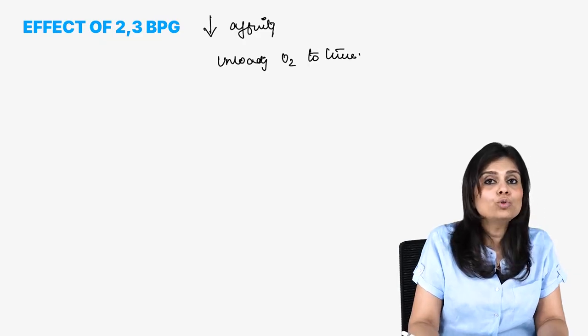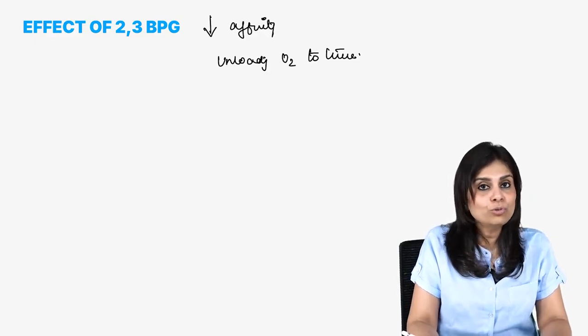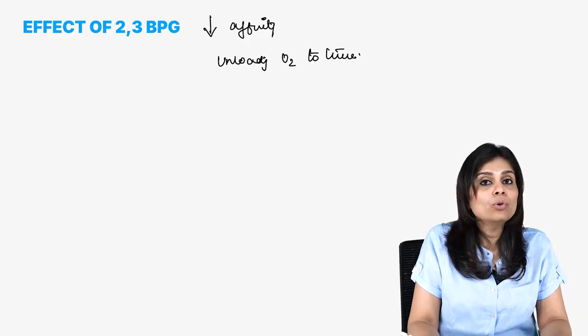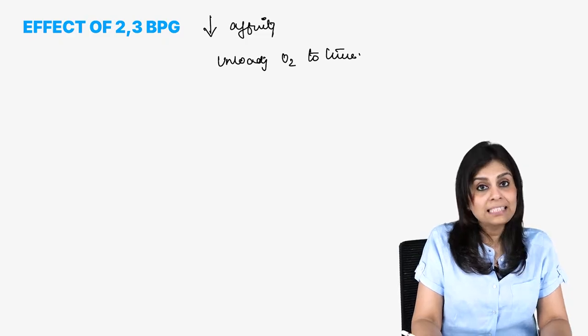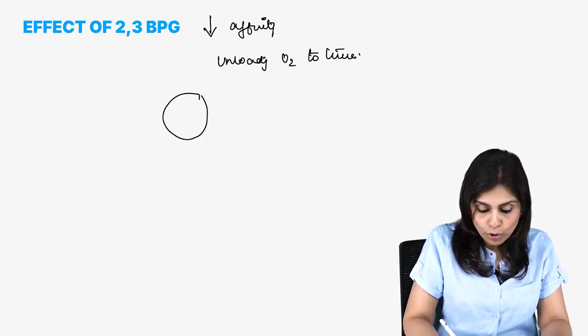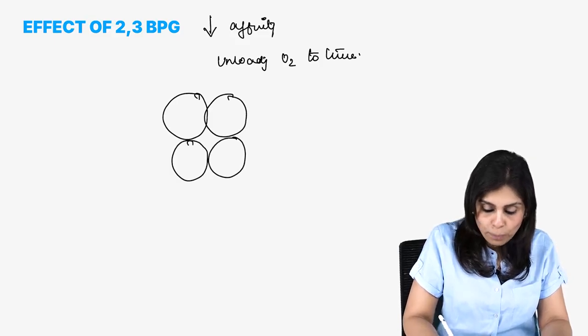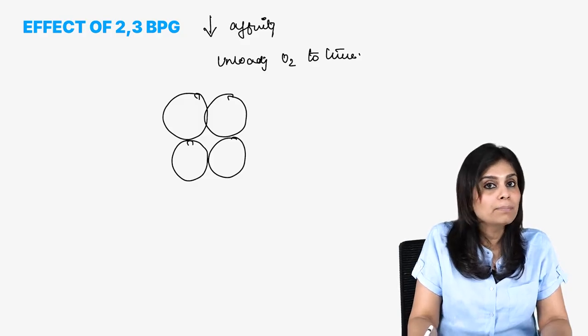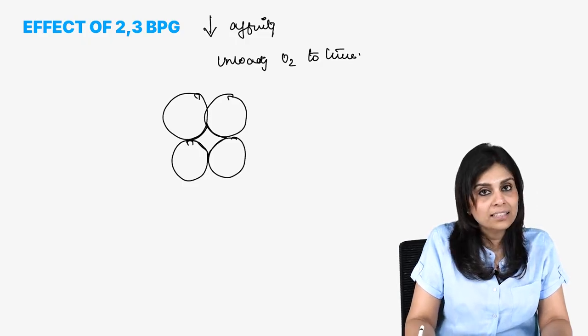We say that, right? 2,3-BPG reduces the affinity of hemoglobin for oxygen, helps in unloading oxygen to tissues. But we need to know why. It's because when hemoglobin is a tetramer with 4 globin chains placed like this, it is like you placing 4 coins nearby. And these 4 coins together will enclose a diamond-shaped cavity in the center.